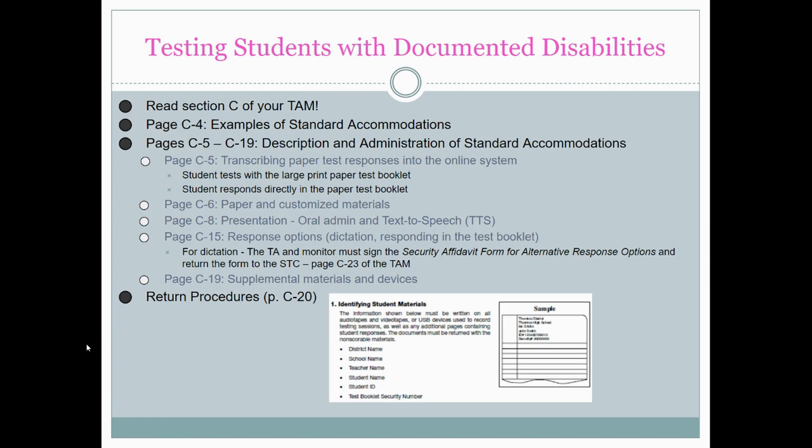If we have dictation and we are using a recorder to record the session, then we do have to identify student materials, or if we have other paper materials that need to be turned in at the end of testing, we have to identify these materials so we know where it came from, who the student was, who the TA was. So on your screen, and this came from the manual on page C20, you can see the information that is needed to be included with that recording device or with that other piece of student material. So just make sure that all of these pieces of information are included.